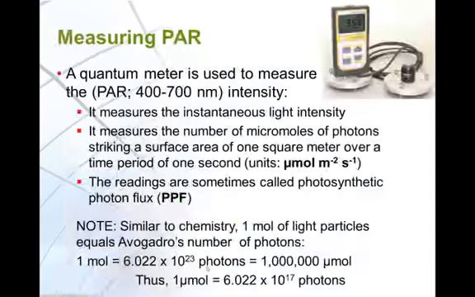Much simpler equipment is available for measuring PAR. The PAR is always 400 to 700 nanometers according to the scientific definition. The instrumentation, like in this picture, can integrate the reading within this prefixed range, 400 to 700 nanometers. So it measures the instantaneous light intensity, and it measures the number of micromoles of photons striking a surface area of 1 square meter over a time period of 1 second.